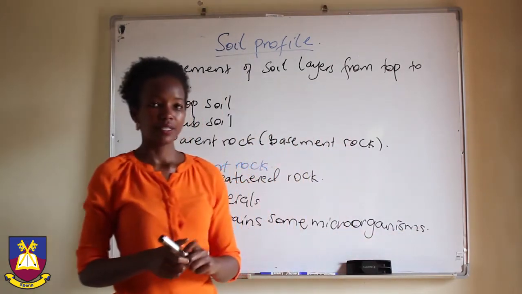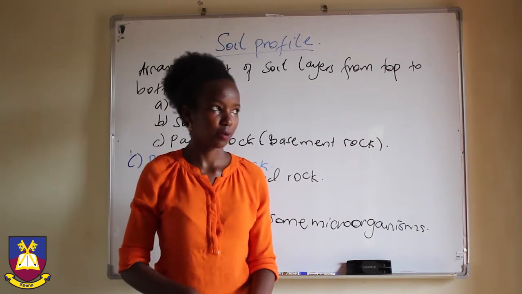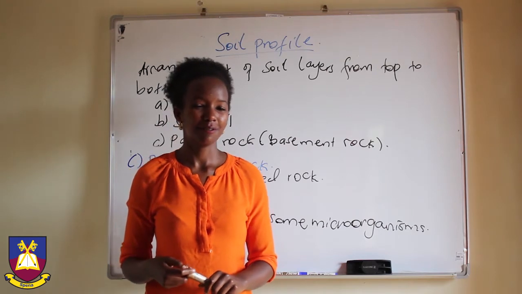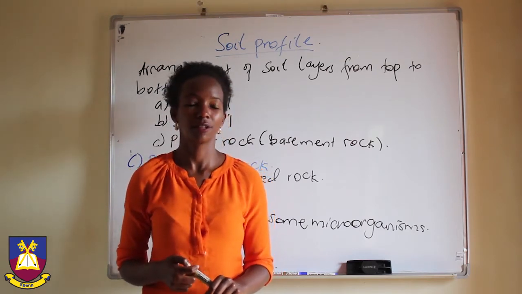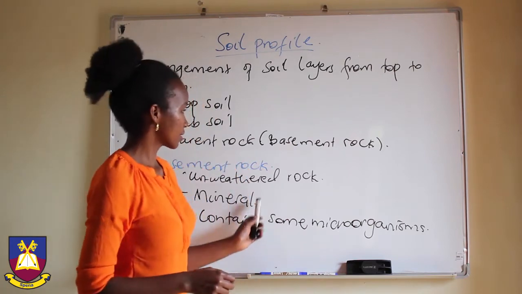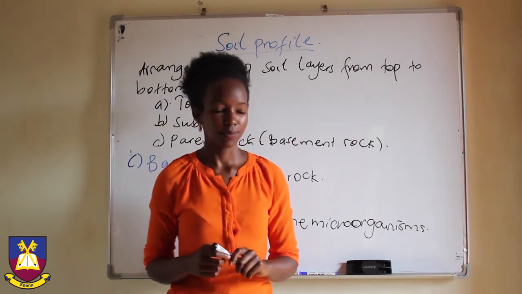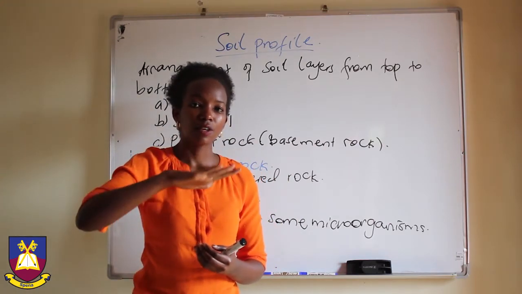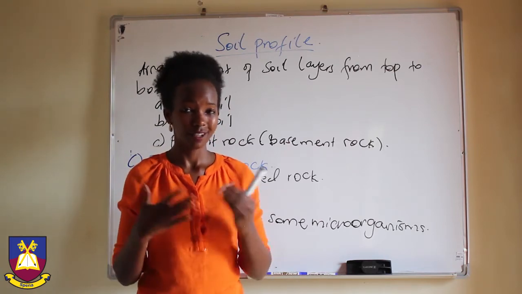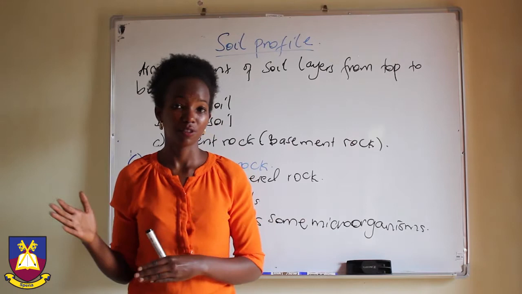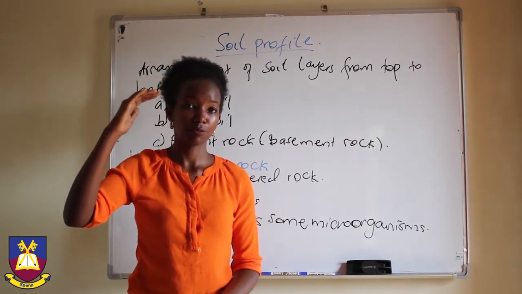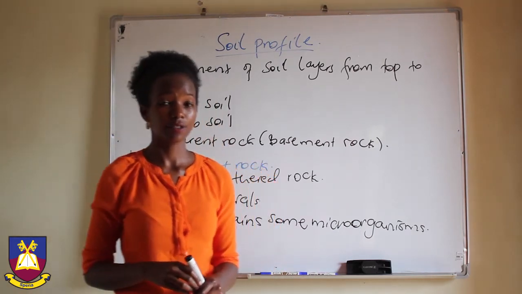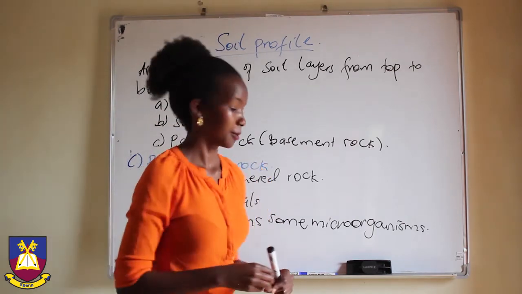Now this is the point. If somebody is digging down soil, that's the point they will have to crack with a hard hammer to break a rock. We don't have a lot of organisms there. There are no snails, there are no rodents, there are no earthworms, because they live mostly on the topsoil. So those are the different layers of soil, and those are what we call soil profile. Soil profile talks about the arrangement of the different soil layers from top to bottom, starting with topsoil, followed by subsoil, and then followed by the parent rock, or what we call the basement rock.